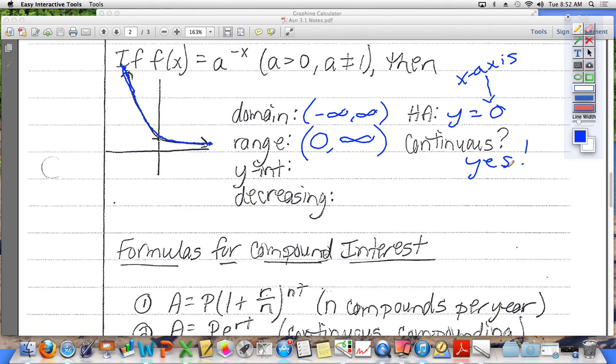Y-intercept. Where does the graph cross the y-axis? Very good. It crosses right here again. So the y-intercept is 0, 1. Decreasing. Is the graph decreasing? When you look at it from the left side to the right side, always read a graph from left to right. Yes, as we head down, it is definitely decreasing. So the decreasing interval is what? Very good. It's the same as the domain. So it's decreasing from negative infinity all the way to positive infinity.